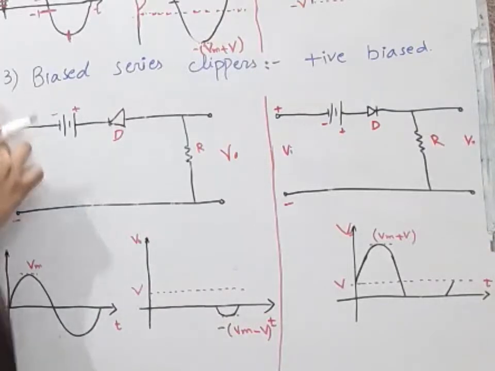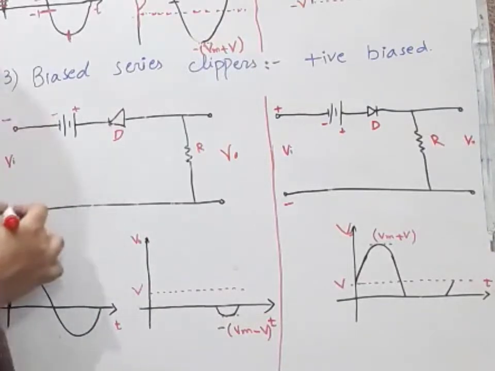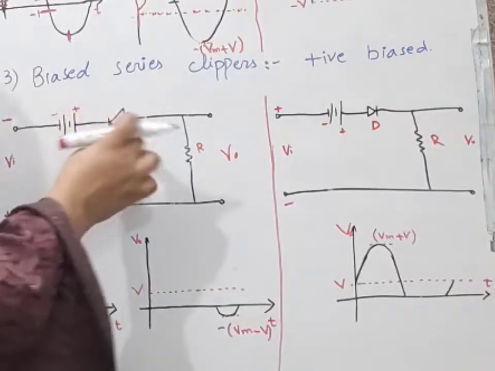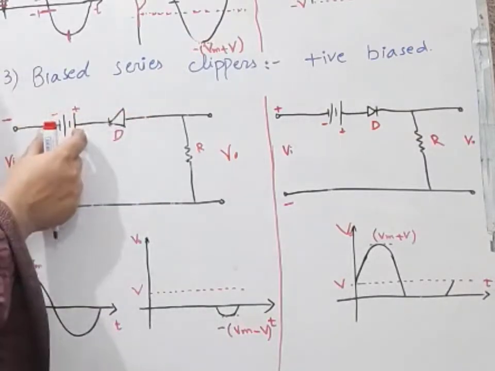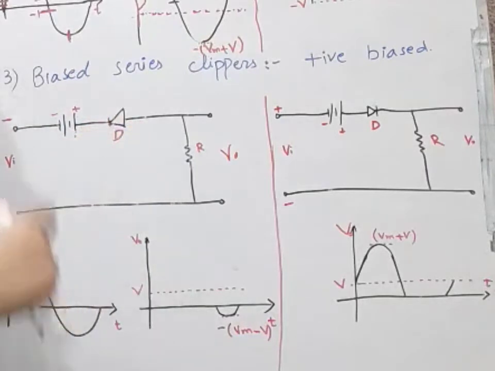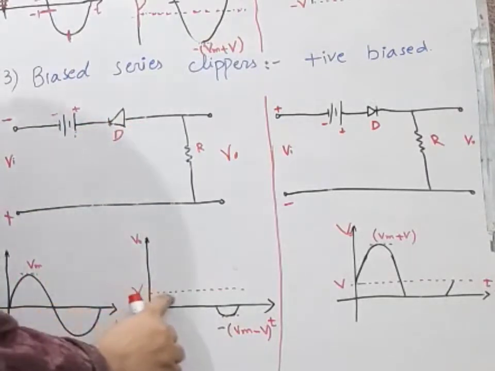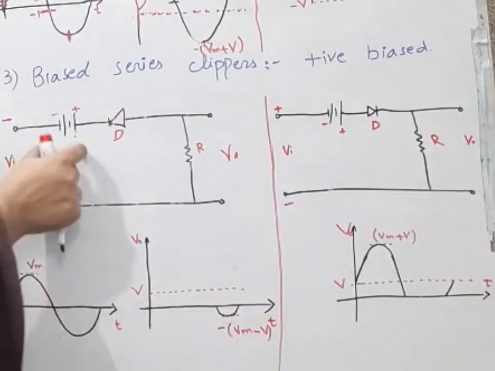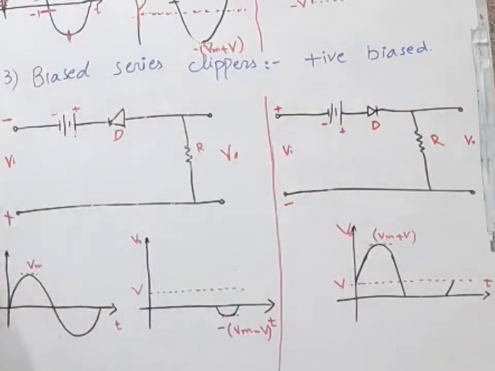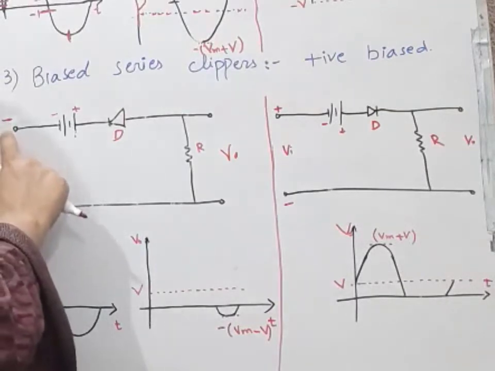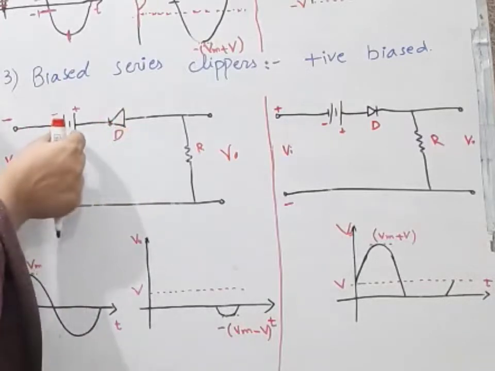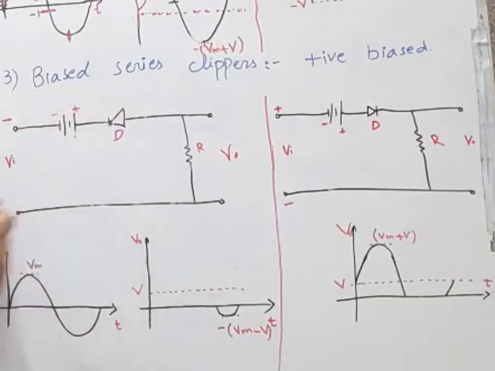But for the negative half cycle, this input waveform tries to make this diode forward biased, but this battery tries to make this diode reverse biased. We have the DC potential at the positive axis because it is positive biased. Now in this case we have a potential trying to make it forward biased and another trying to make it reverse biased.